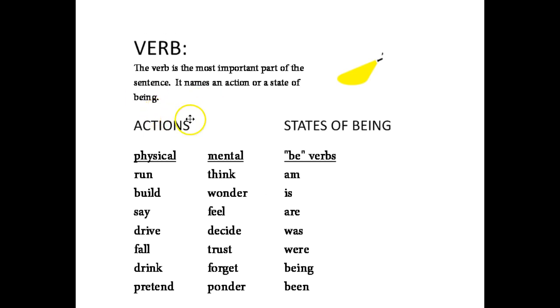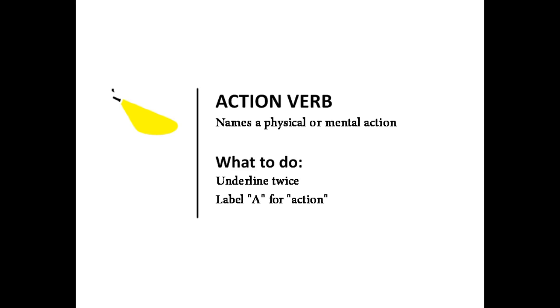So here are the different verb types. There are action verbs, there are state of being verbs. Actions can be physical or mental. States of being are all forms of the verb to be. So let's focus first on action verbs and how to find them. Remember, an action verb can name a physical or a mental action. And what we're going to do is, with every action verb we find, we're going to underline it twice, and we're going to label it A for action.